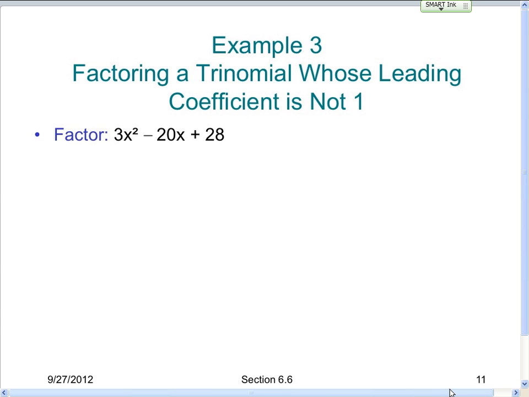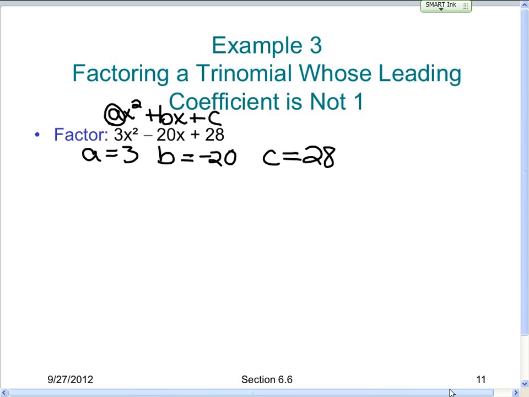So the AC method, you need to know that standard form for a quadratic is ax squared plus bx plus c, where the coefficient for the x squared term is your a. So in my example, a is equal to 3. The coefficient for the x term is your b. So in our example, b is equal to negative 20. And the c is the constant, or 28.